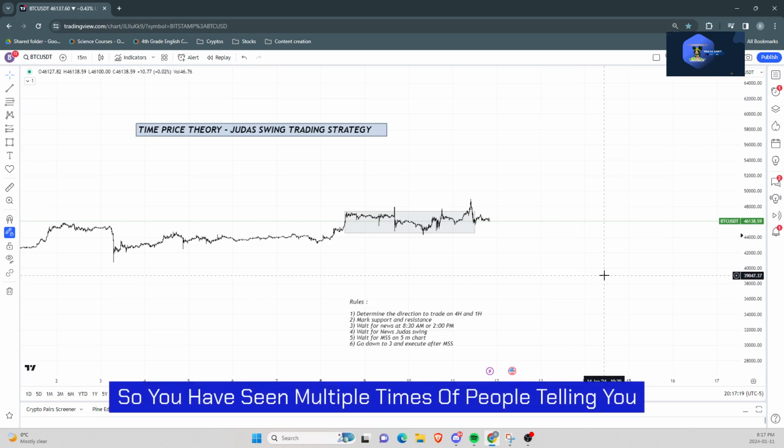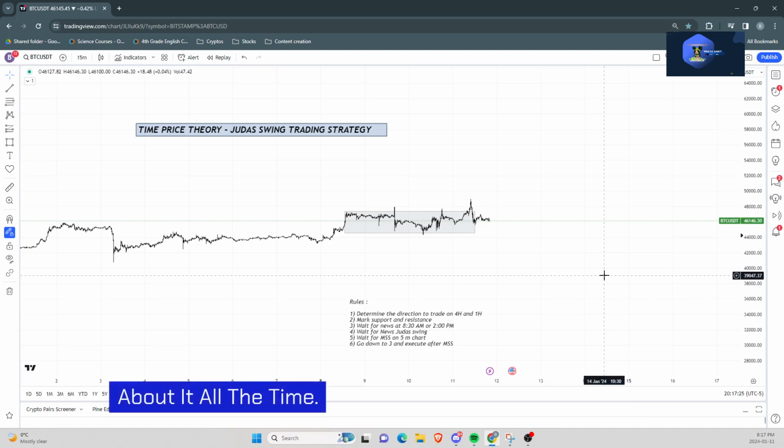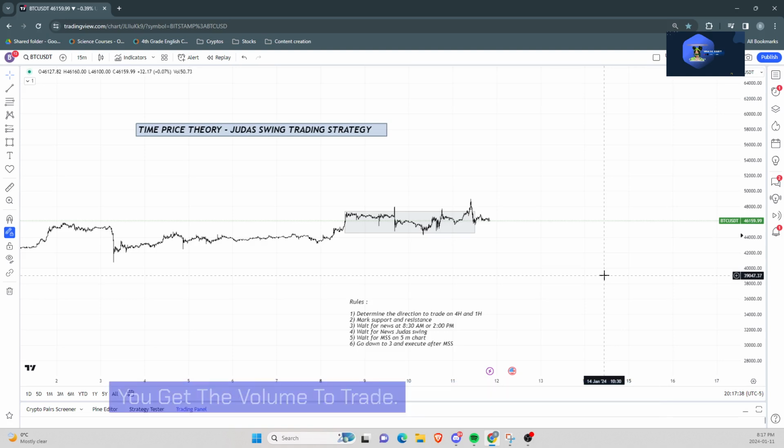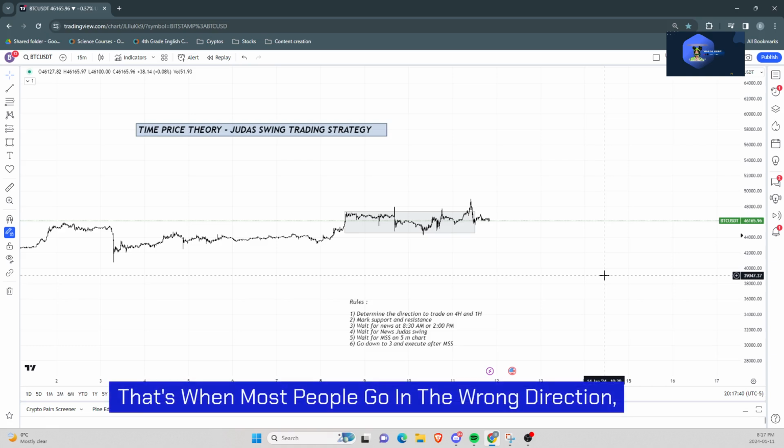So you have seen multiple times people telling you not to trade the news, right? You see influencers talk about it all the time. They say it is highly volatile and you wouldn't be able to trade. But if you were in my Discord and if you know me for a while, you know I enjoy trading news, and that's when you get the volume to trade. That's when most people go in the wrong direction, and that's when you get more volume.